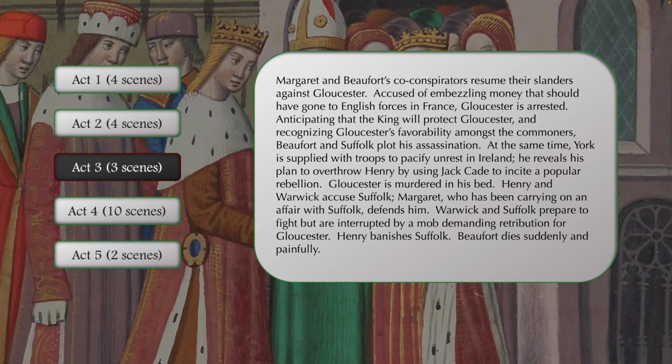Henry and Warwick come out and accuse Suffolk of the crime, which is not wrong. And Margaret, who's been carrying on an affair with Suffolk, defends Suffolk. Warwick and Suffolk prepare to fight, but they're interrupted by a mob of commoners demanding retribution for Gloucester. Henry goes ahead and banishes Suffolk to appease that mob. And then Beaufort suffers a very different fate, kind of interesting. It's like God struck him down. He dies suddenly and painfully in his bed.